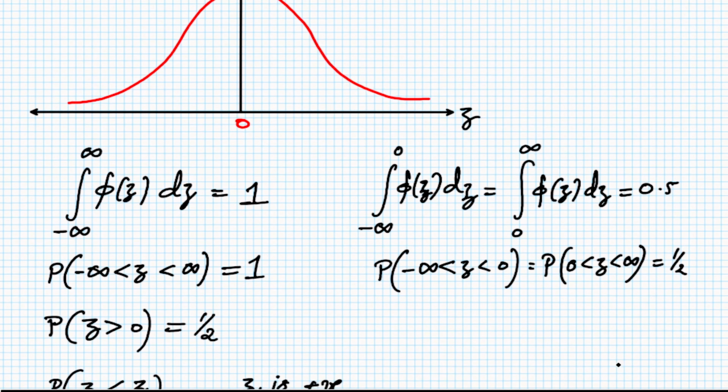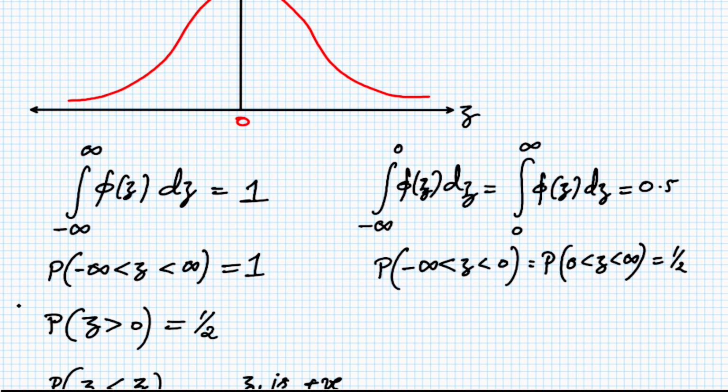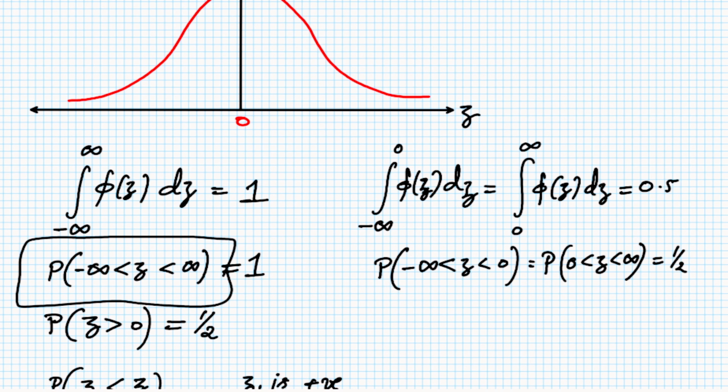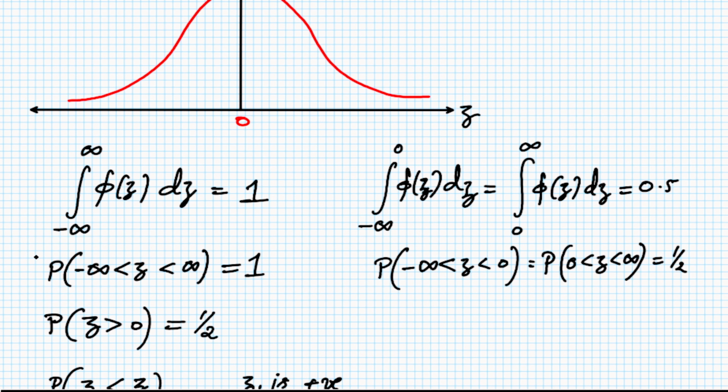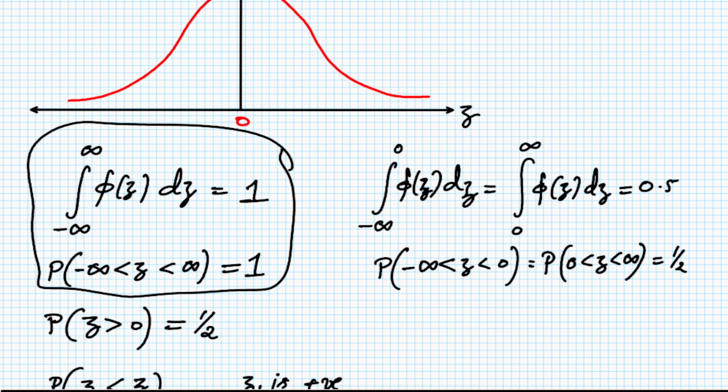So what is the probability that z is between minus infinity and plus infinity? It is a definite event. This is definitely going to happen. Z will be some value between minus infinity and plus infinity. So that value is equal to 1, which is the same meaning as my previous statement. Both are equal. This is the first point you need to remember.